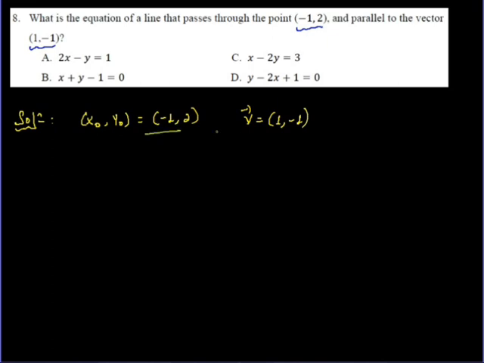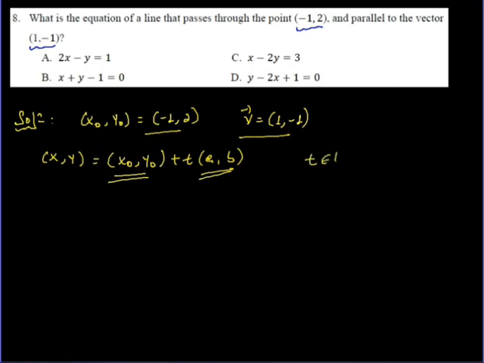So if we do have these two pieces of information, we can determine the vector equation of a line by the formula x naught comma y naught plus t times a b, where this a b is the direction vector, x naught y naught is the point through which the line passes, and t is any real number. Okay, so here we substitute everything. Here x naught y naught is the point through which the line passes, and a b is the direction vector which is parallel to the line.